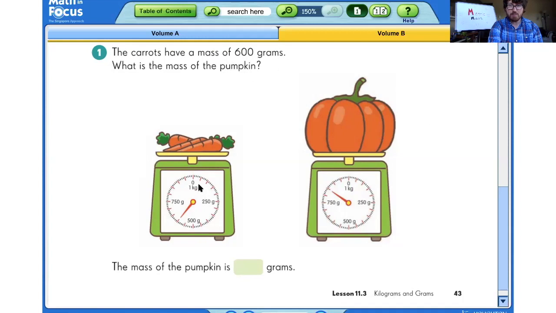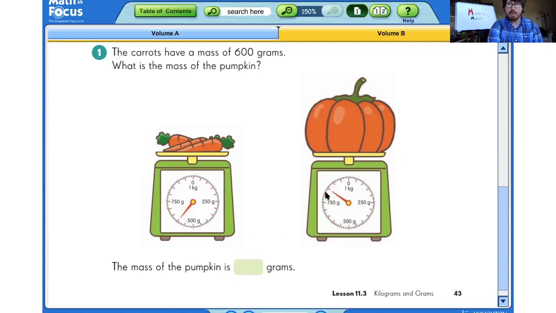We can look up here just to make sure. We know it's 0. We know it's more than 250. We know it's more than 500. Remember, we're counting by 50s. 50, 100, 150, 200, 250, 300, 350, 400, 450, 500 grams, 550, and 600. So we know that's right. The carrots have a mass of 600 grams, which is 1, 2 after the 500.